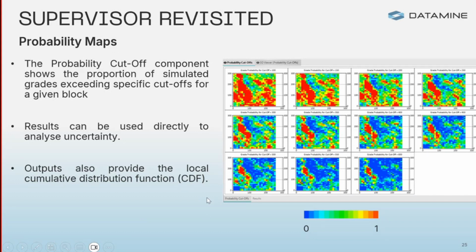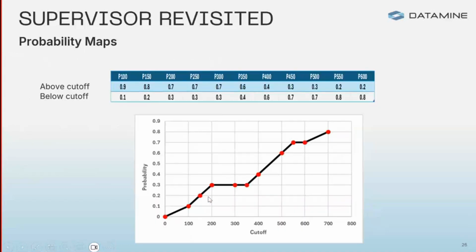For instance, if you export this as a CSV, you can see that what the probability map is giving you is a series of numbers. So this one here is the probability of being above the cutoff of 100 is 0.9. This is just one block, okay? This is the probability of being above 150 is 0.8, and so on. So if we want to get the CDF, what we have to do is just take 1 minus this number. So 1 minus this number is the probability of being below 100, which is the CDF for that particular block.